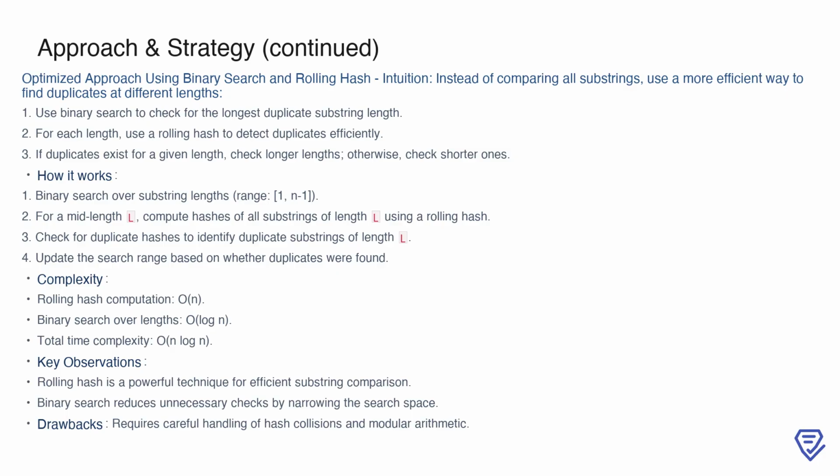With a rolling hash computation taking O(n) and binary search contributing O(log n), the total time complexity is reduced to O(n log n). However, careful handling of hash collisions and modular arithmetic is crucial for this method to work reliably.